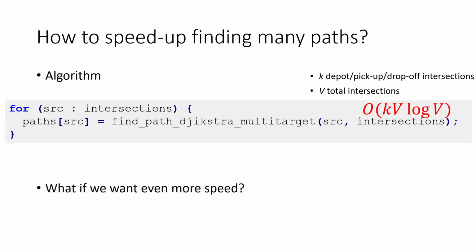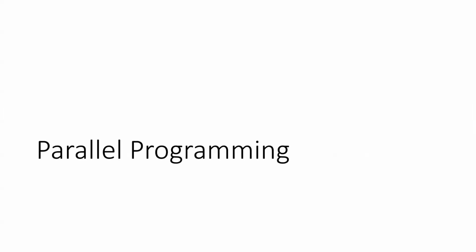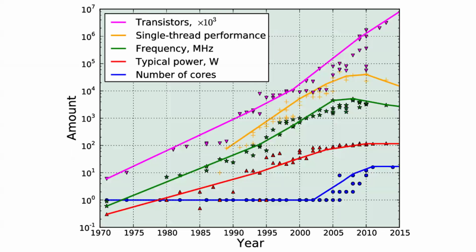What if we want even more speed? Algorithm-wise, this is the fastest we can get using Dijkstra. Now we can look into parallel programming. This is just a graph to motivate everyone on using parallel programming.